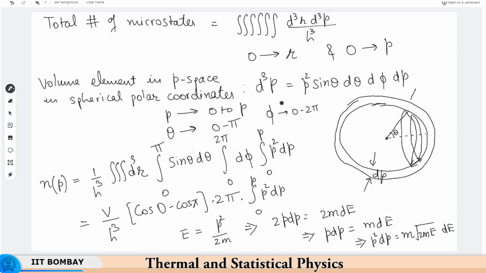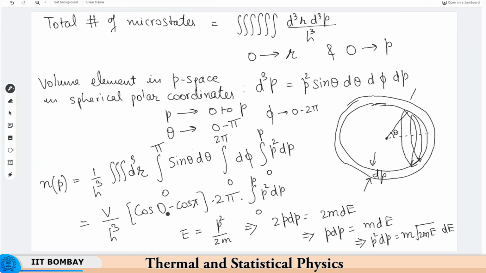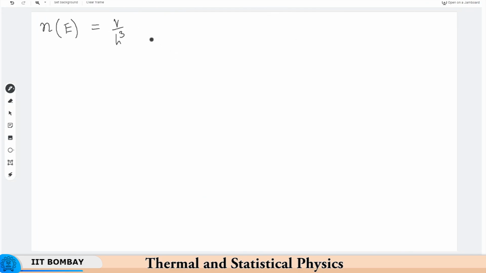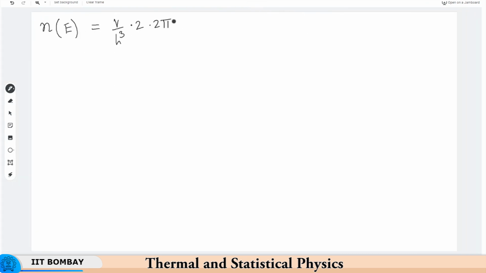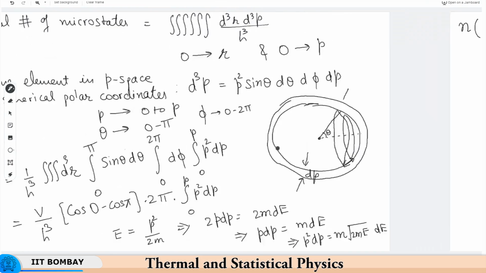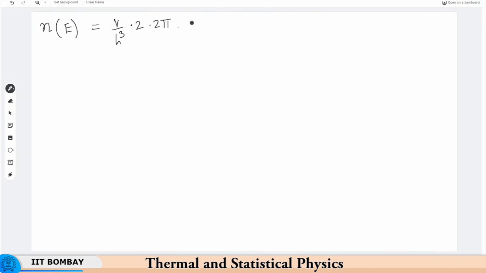And we can now substitute this back here. Therefore, we can write our N, the number of microstates at any given energy E, equal to V divided by h cube, and this will give you 2, right, cos of 1 minus cos of minus 1, which is 2, times 2 pi. And I am writing this as 2 raised to the power half times m raised to the power 3 by 2, and the integral of E half dE, where now energy goes from 0 to E.